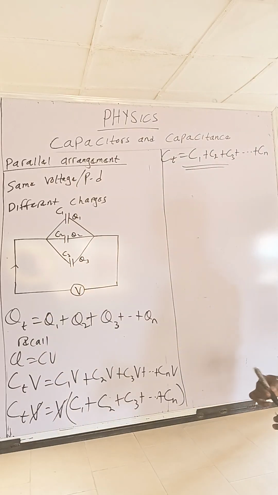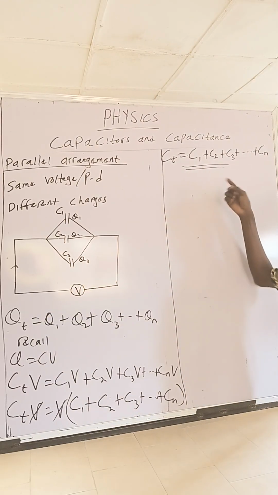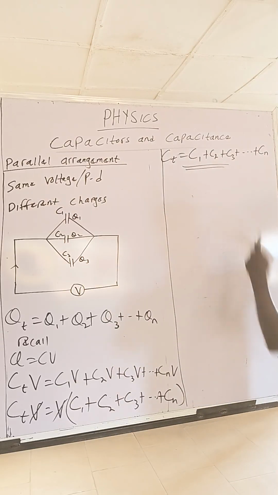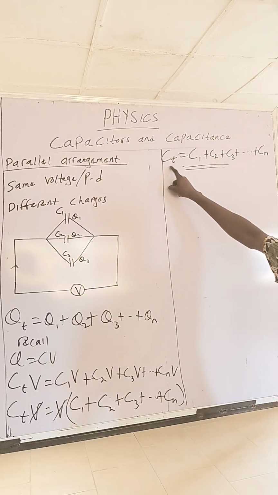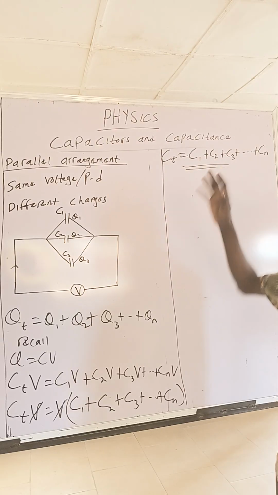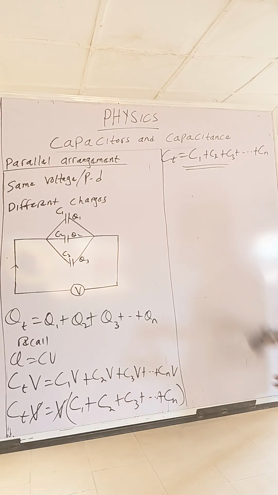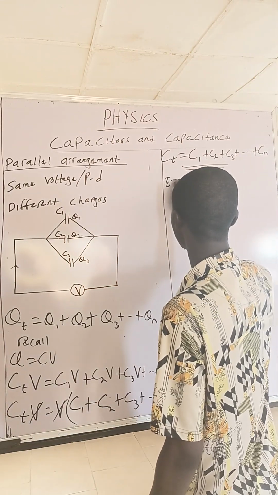So this is how we can calculate the total capacitance in parallel. When the capacitors are arranged in parallel, the total capacitance is just C1, C2, C3, and so on added together. It means it's the algebraic summation of each of the capacitors we have in the arrangement. So for instance, let's take an example.